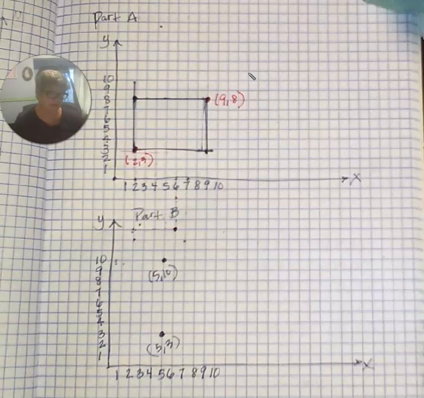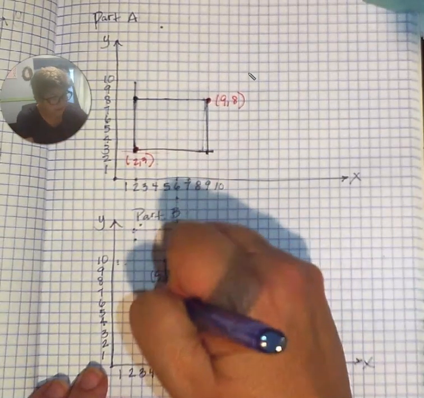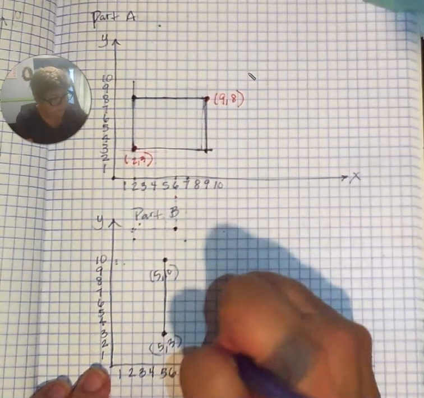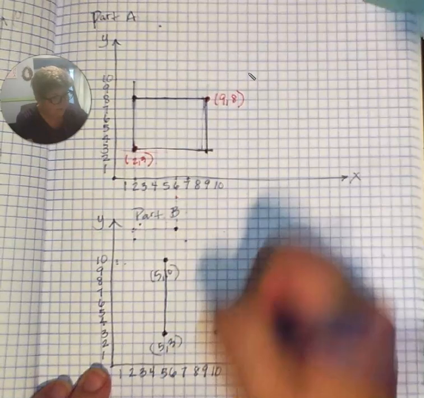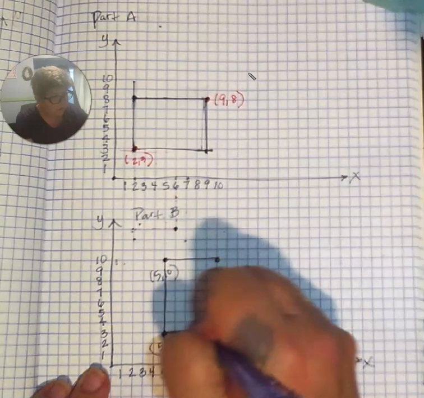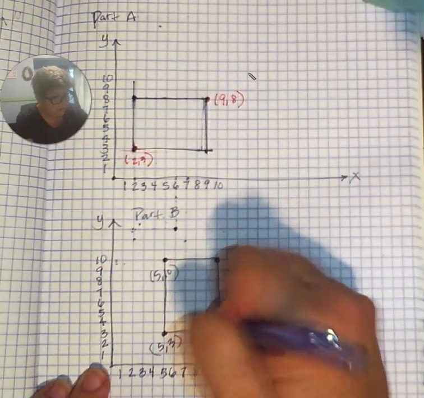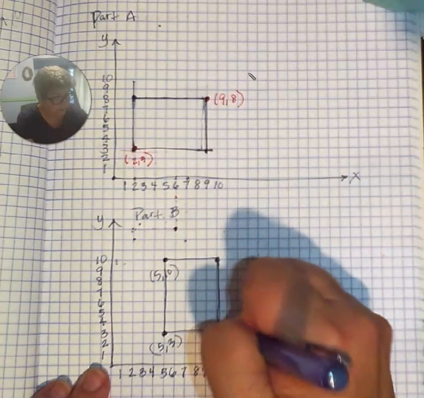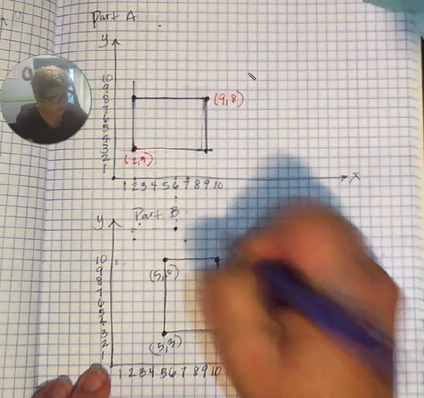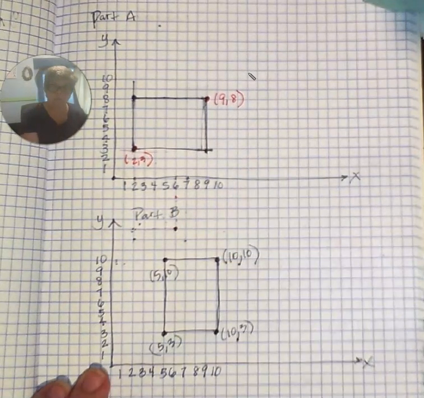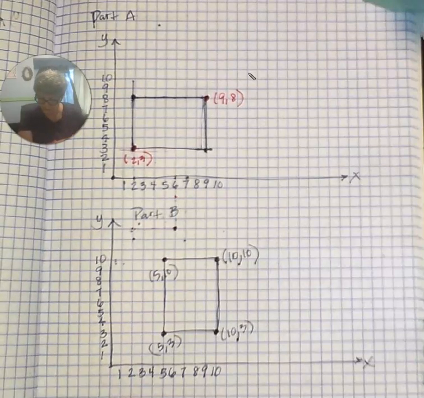So go ahead and do that now. Think about how you're going to draw the rest of your rectangle. And something I forgot on the last one is to put the ordered pairs. Okay, get that done.